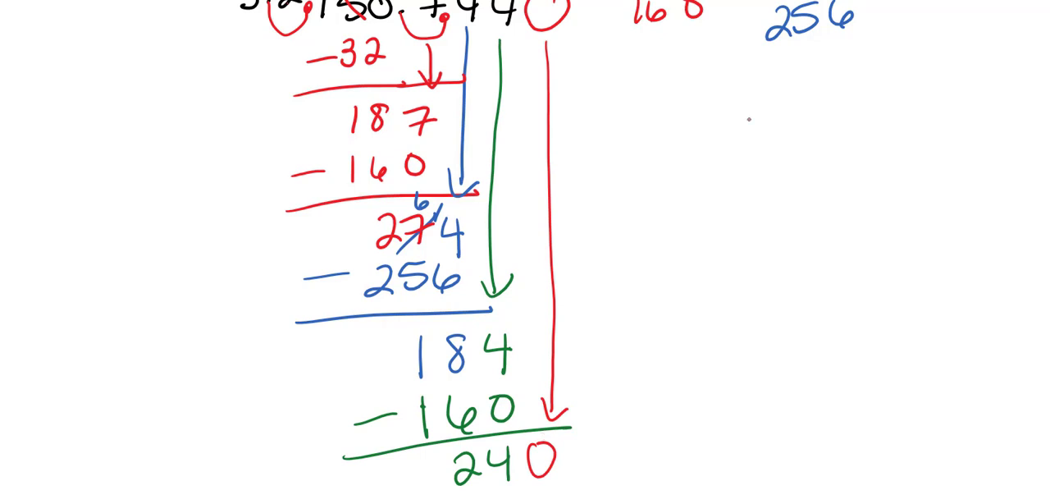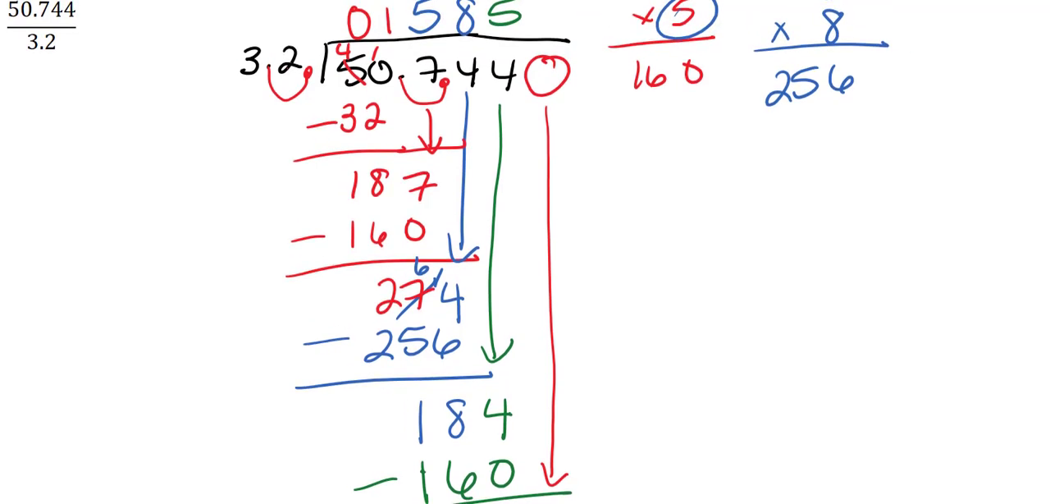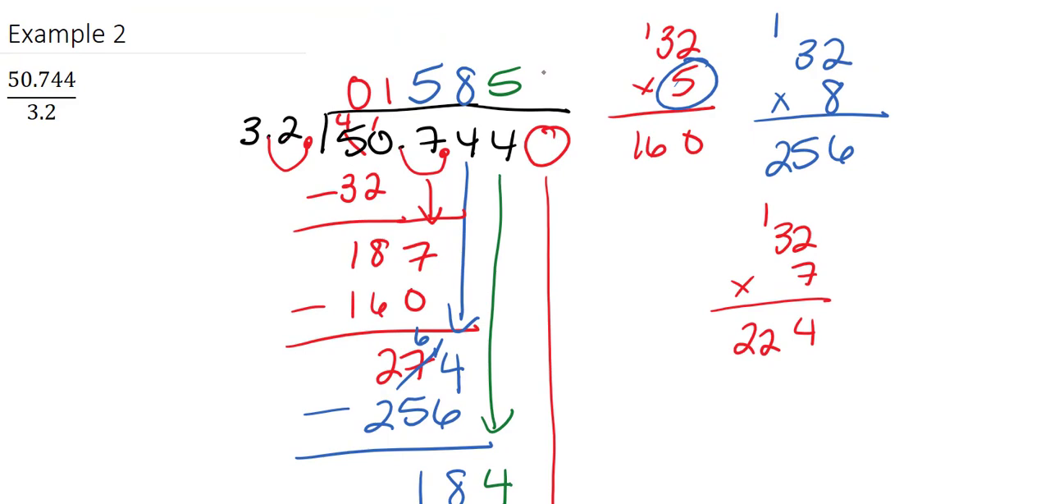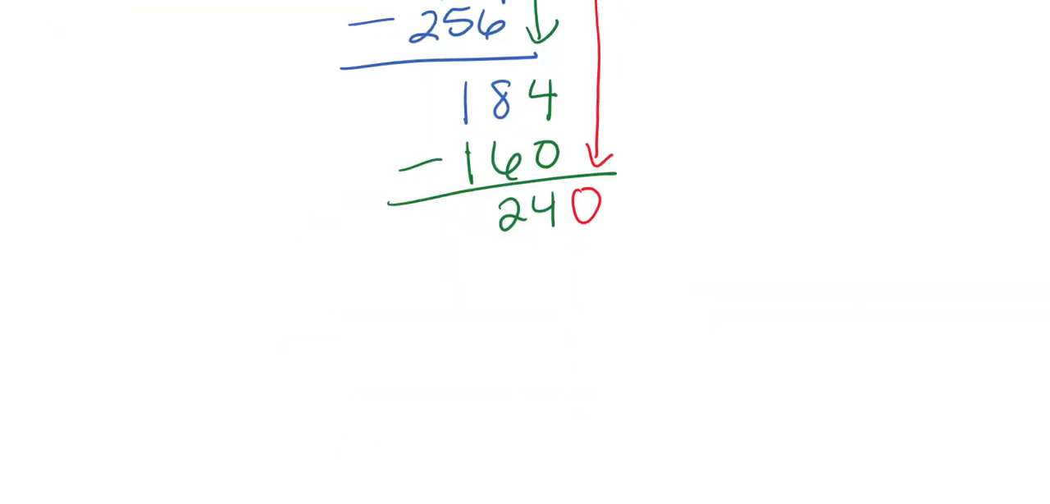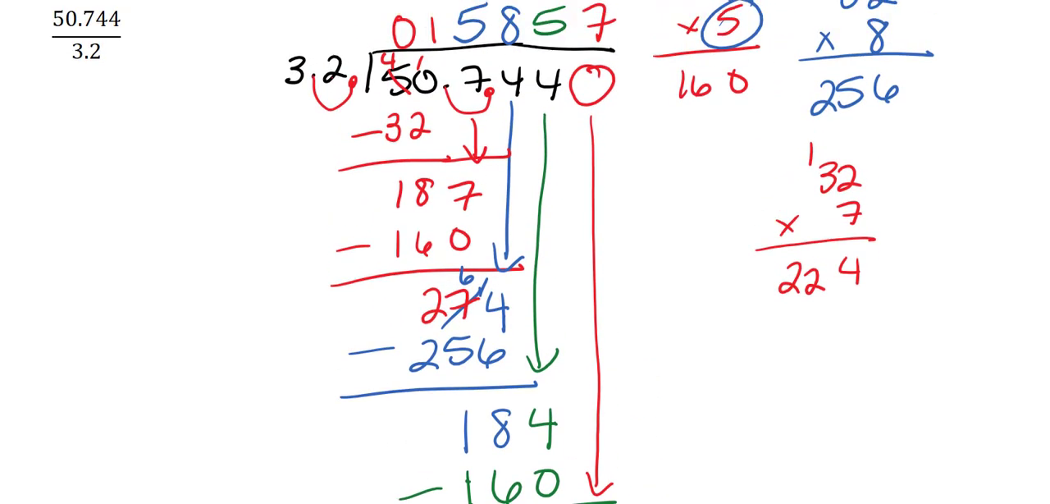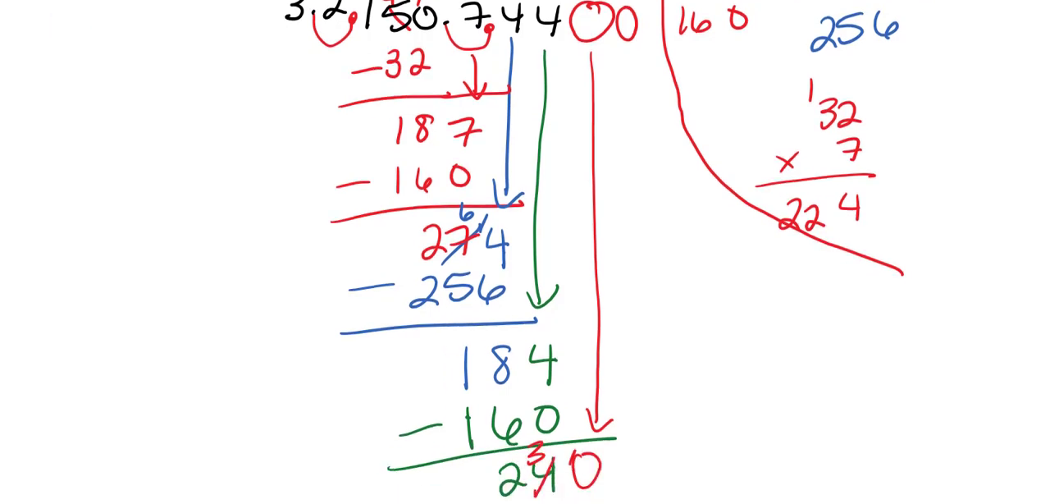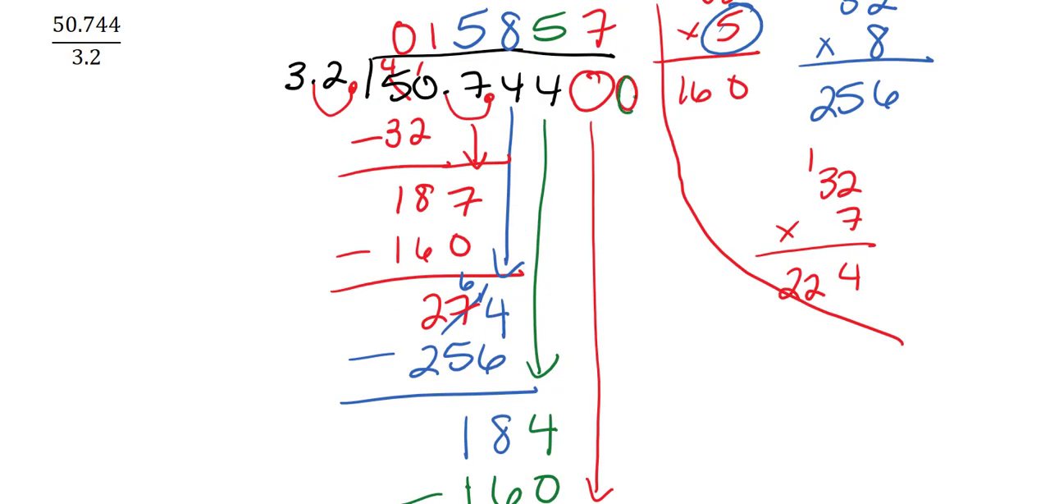So now we have 240. Let's go 32 times 7. That would be 14, carry the 1. That's 224. So we can put a 7 right there. Then we go minus 224. What do we get? Well, we need to borrow. So that's a 6 and a 1. So we have 16. Let's add another 0, in a different color maybe, and bring that down.